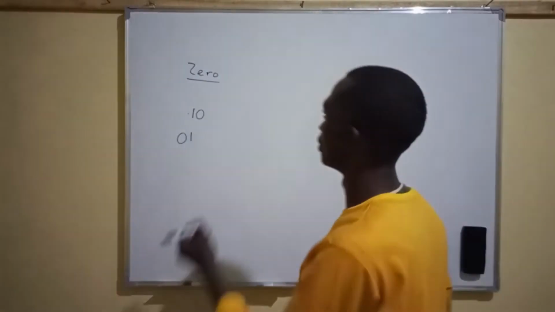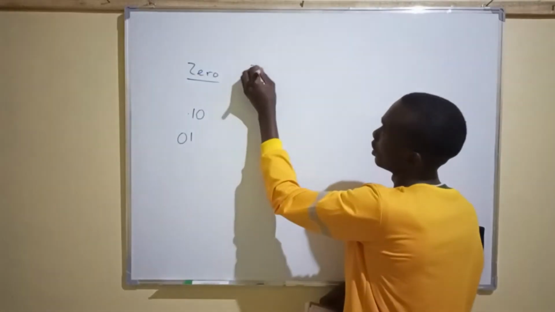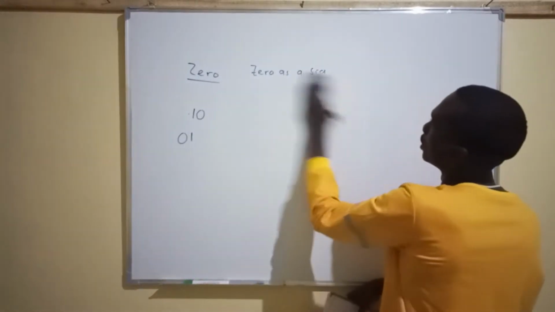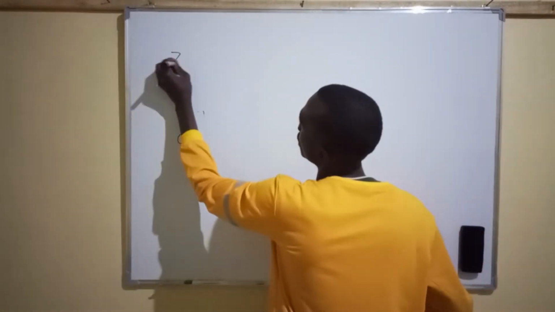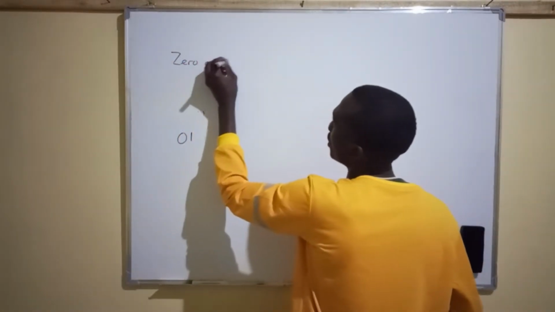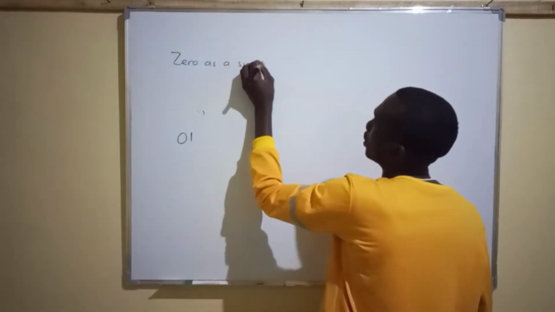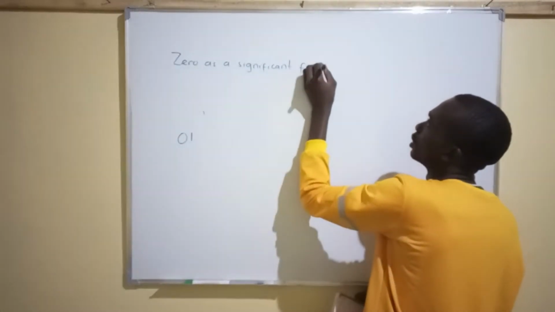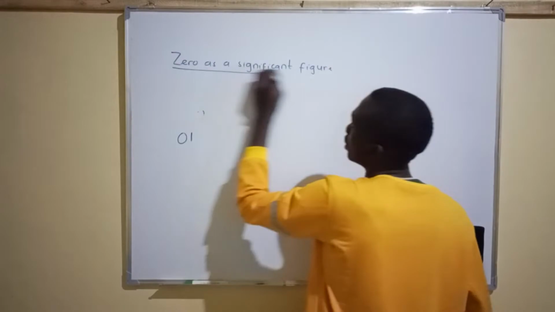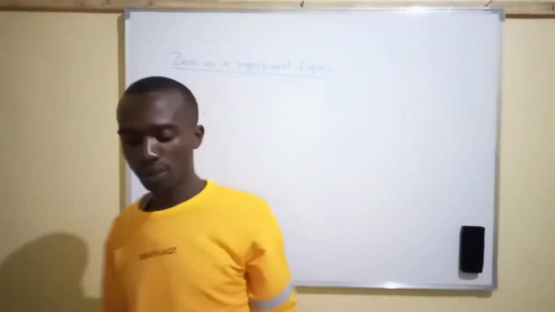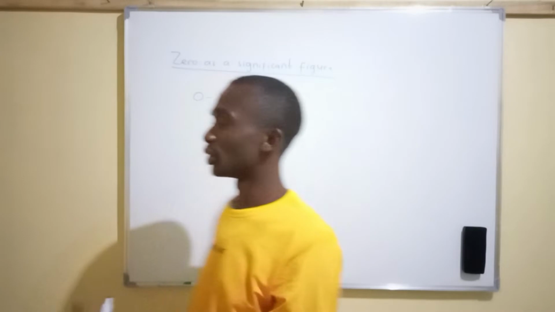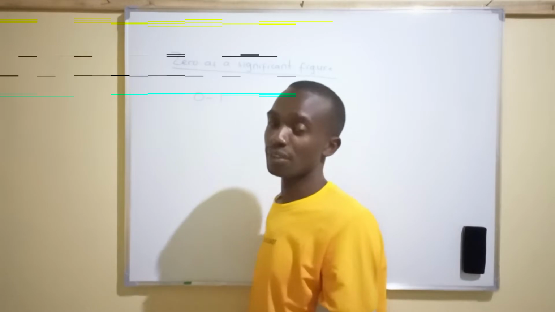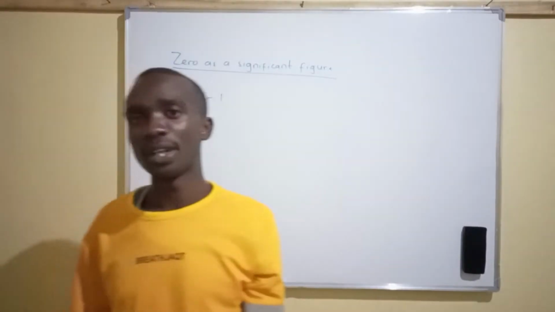Now, let me talk about 0 as a significant figure. Let me write well. 0 as a significant figure. So we already know 0, but we don't understand the meaning of the word significant. In this case, this 0 can be counted as a significant figure, and at the same time it cannot be counted as a significant figure, depending on the position placed.